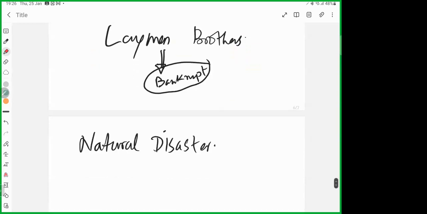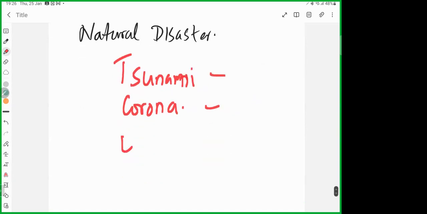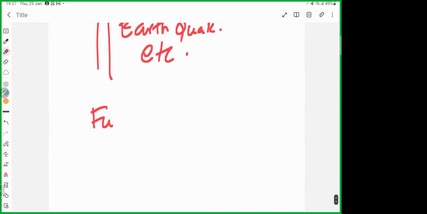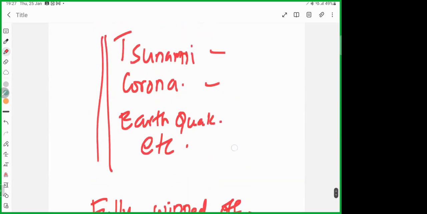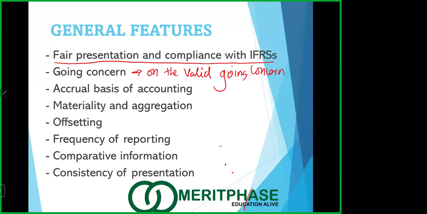Yeah. Then, natural disaster. The natural disaster is also one possible reason for going concern. Now, like you know, we had tsunami. We had corona. And from time to time, we have earthquakes, etc. So all this will create huge shackles to the business. And some businesses will be fully wiped off. So that is another possibility for going concern issue. We could keep on discussing that. Is that clear for all of you now?